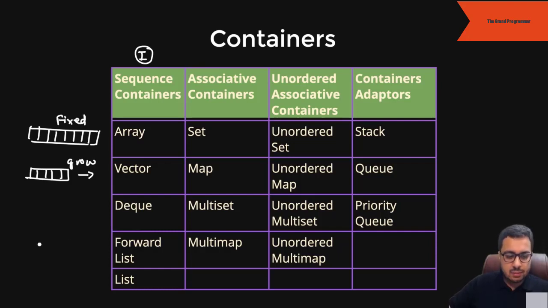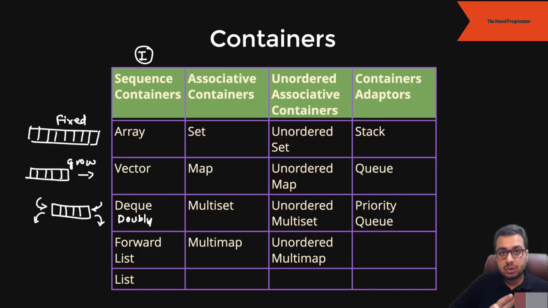There is something known as a deque, which is a doubly-ended queue. It is also a linear container, and the thing with this container is that it can expand both from the front and from the back, and it can also contract both from the front and from the back. So it is known as a doubly-ended queue. You can do operations like insertion and deletion at both ends of the queue.